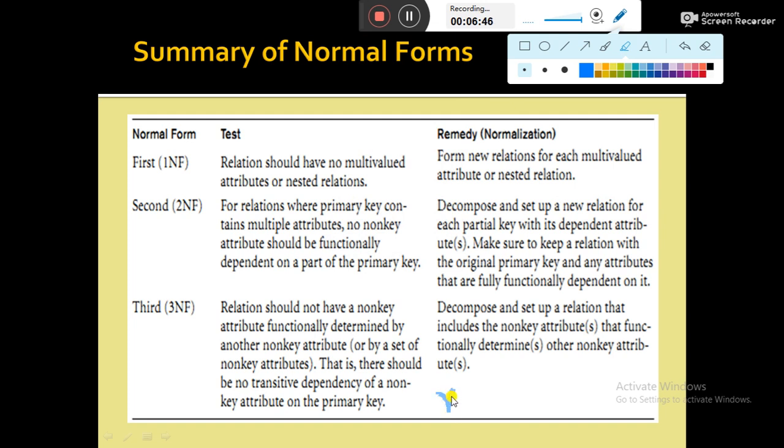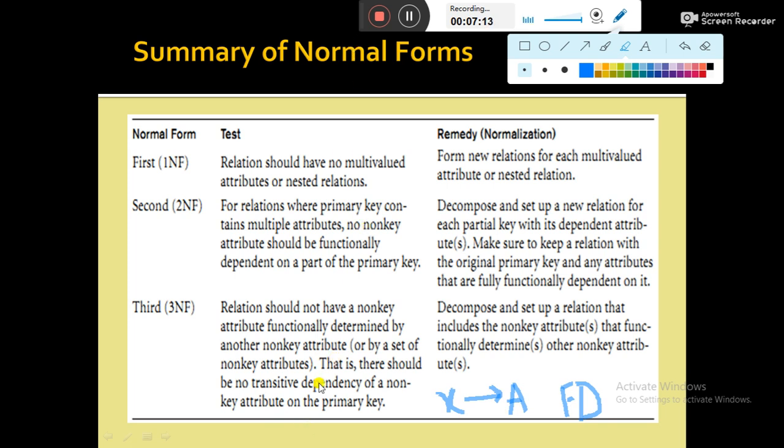Suppose x arrow a, this FD holds in a relation R, then if x is a primary key or x is a super key, either x is a super key or a is a prime attribute, then also the relation is in 3NF.